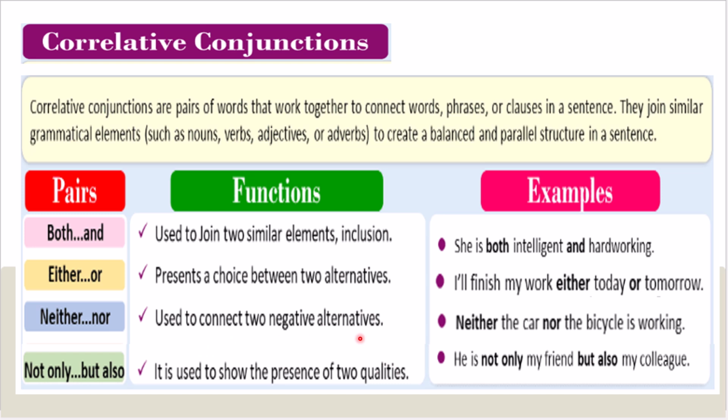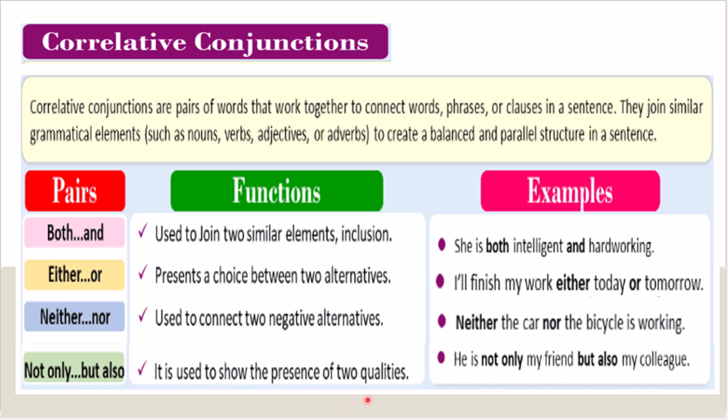Neither nor: not this, not that. Used to connect two negative alternatives. Anything with no or not is negative. Neither the car nor the bicycle is working. So you have to go for a walk. So you have seen the car is not working. The bicycle is not working. So how can we relate it? Neither the car nor the bicycle is working. Okay. Not only but also. It is used to show the presence of two qualities.